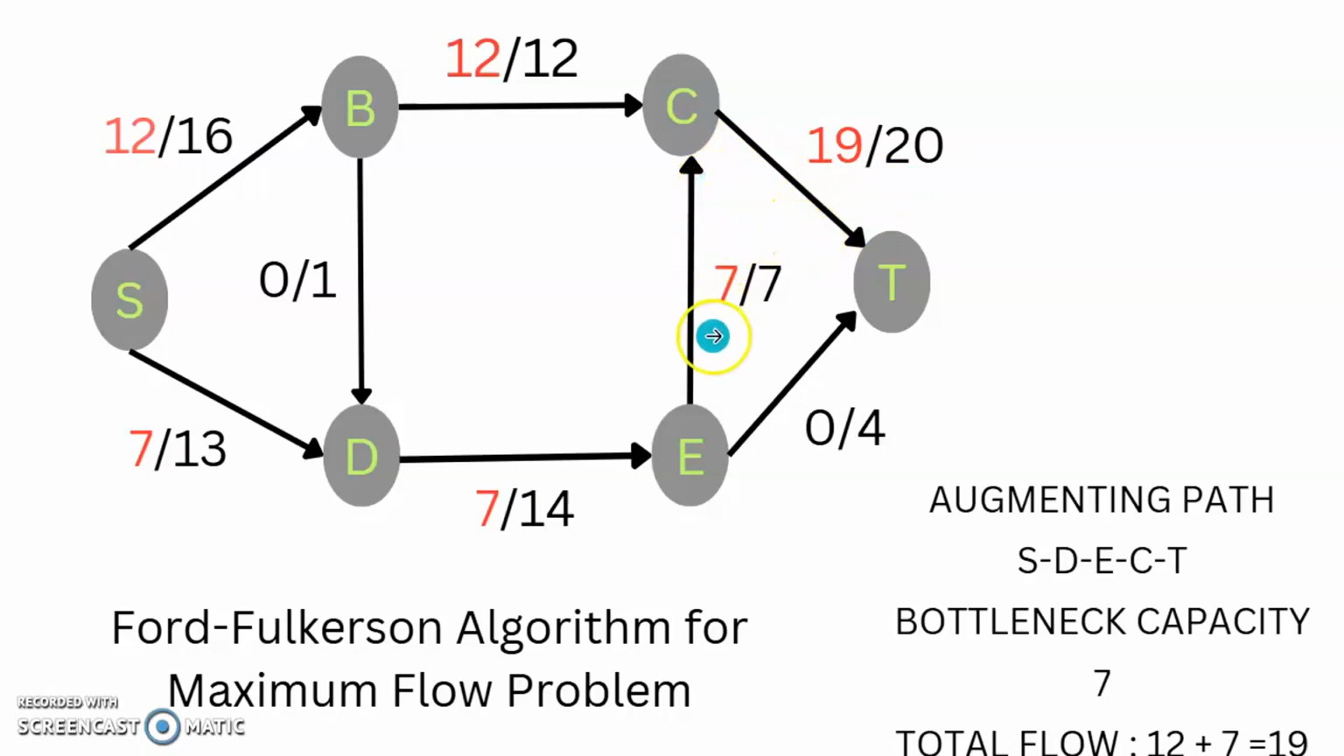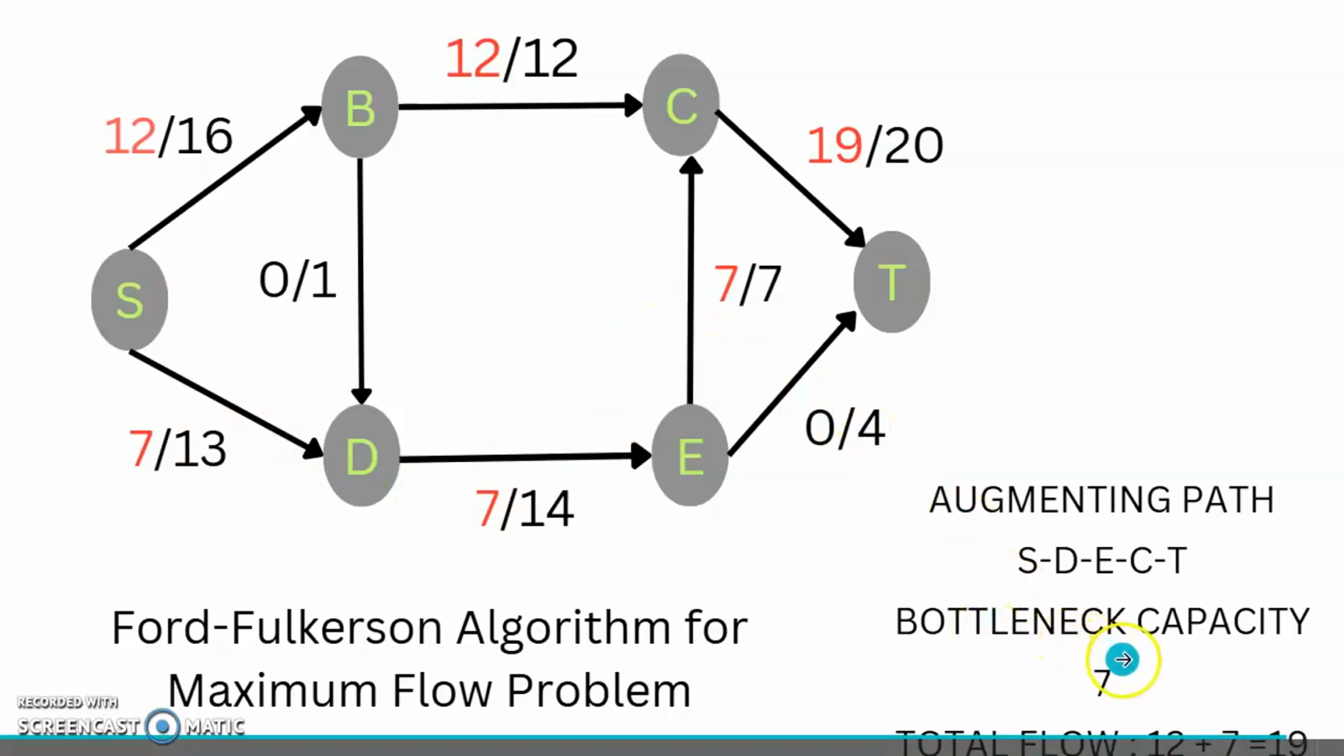But here we can pass only 7 because total capacity is 7. Here the total capacity is 14. Here the total capacity is 13. But what is the lowest value in this path? 7. So that is why bottleneck capacity is 7.